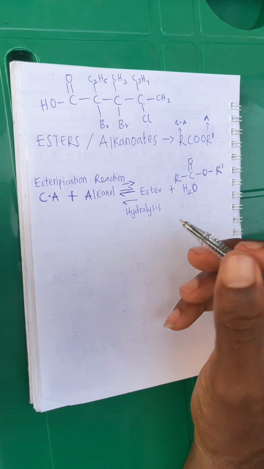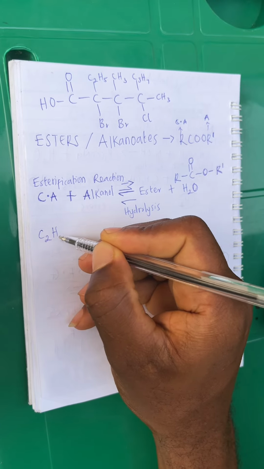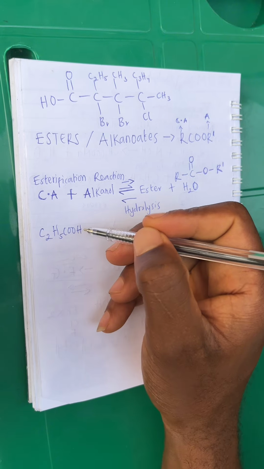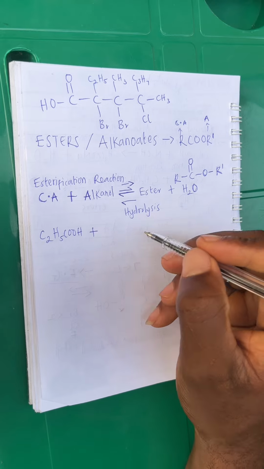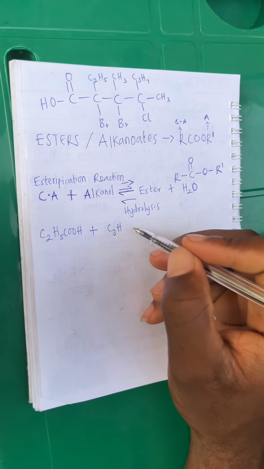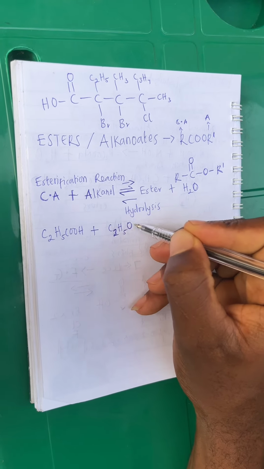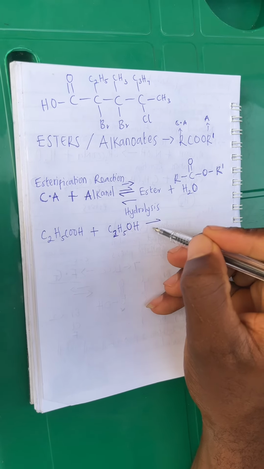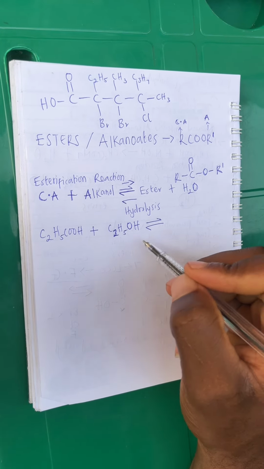Let me write a very simple reaction to explain this. Let me use C2H5COOH. What is the name of this? This is propanoic acid. That's correct. Reacting with C2H5OH, this is ethanol. If propanoic acid reacts with ethanol, what will it give us?